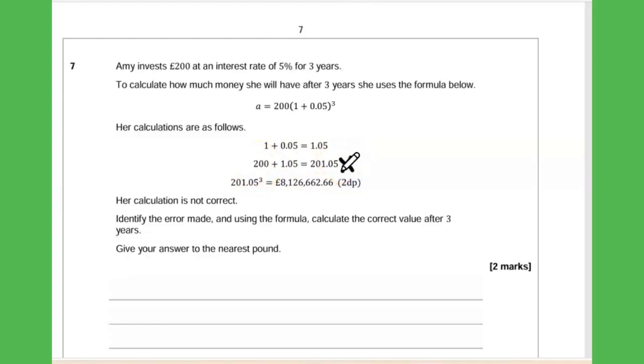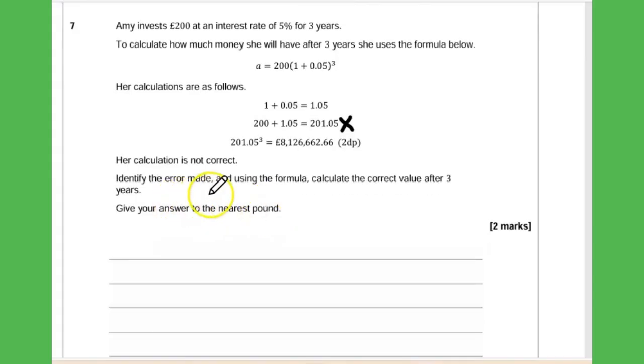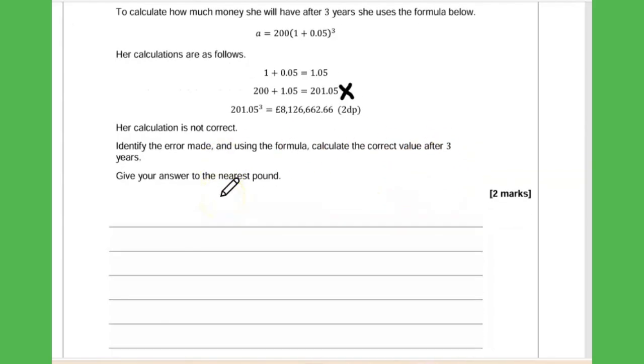This part is wrong. Now identify the error made and use the formula to calculate the correct value after 3 years. Give your answer to the nearest pound. So from this very point, this is very correct. The next thing would have been to have 200 brackets 1.05, then raised to the power of 3.